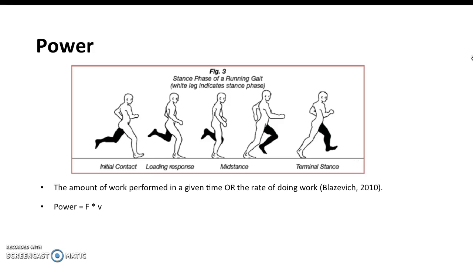Power is increased when a given amount of work is done in less time, and increasing power results in an increase in velocity of a person, which ultimately means the more power produced during ground contact time in the forward direction, the faster the runner will run forward.